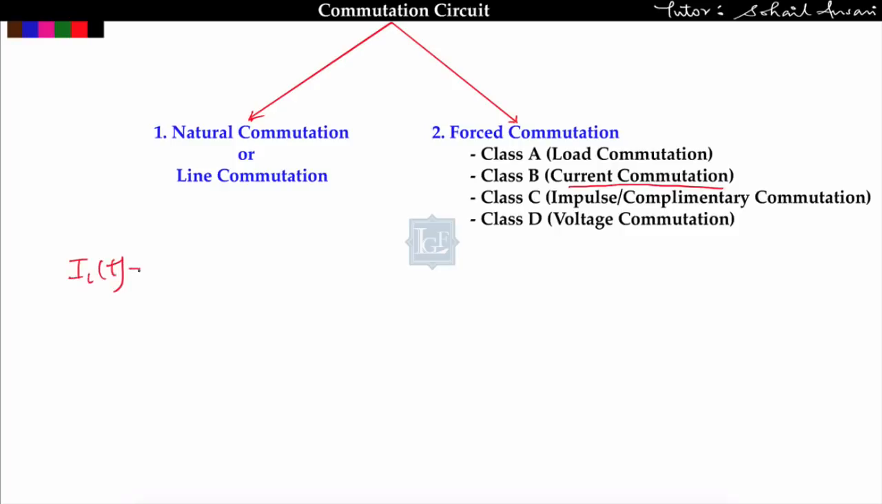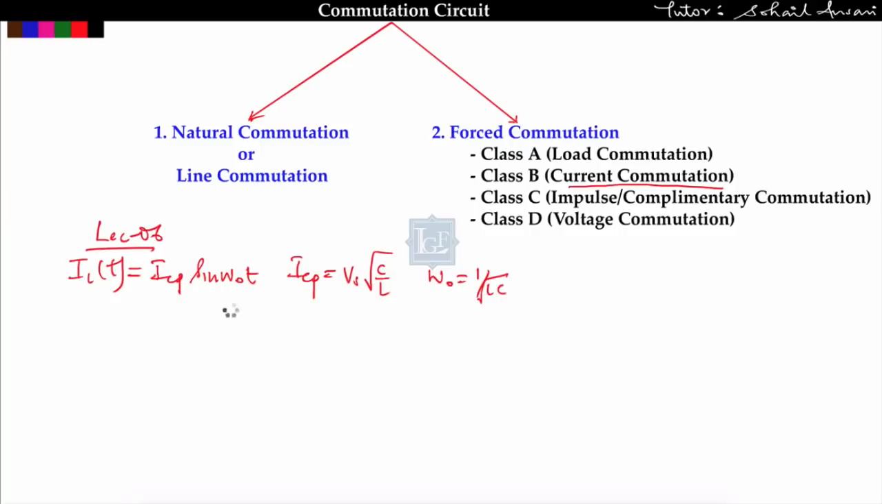There I derived iL(t) = ICP sin(omega naught t), where ICP is Vs times the square root of C by L. This is the discharging LC circuit current equation, and omega naught is equal to 1 by the square root of LC. So go through lecture number 6, and then only proceed to this lecture on current commutation.